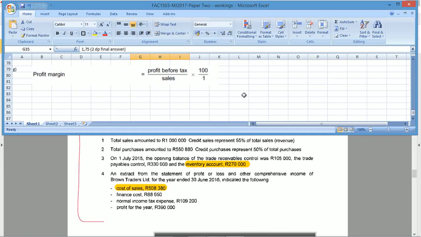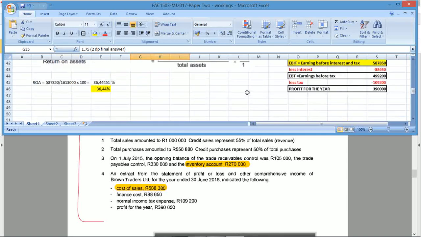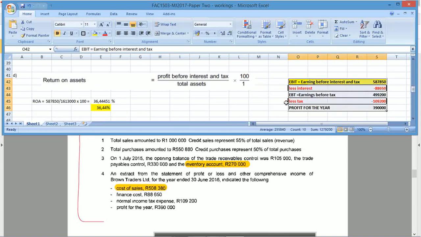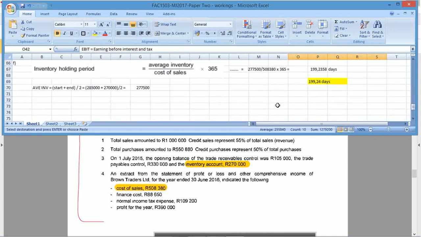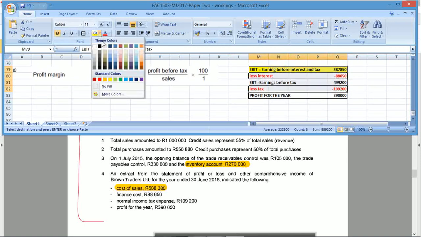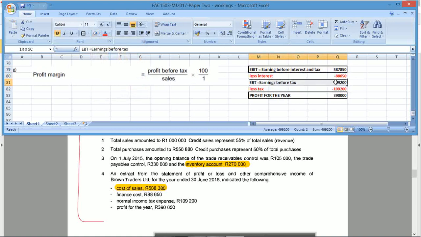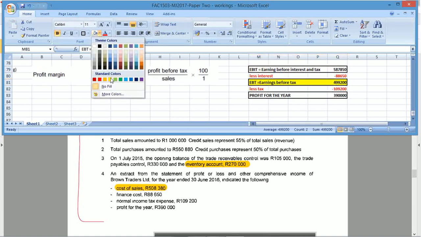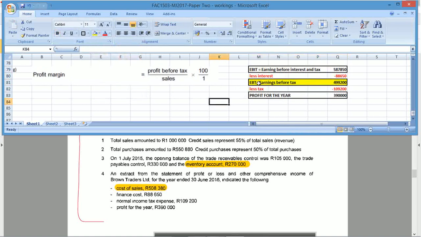Profit before tax. So we had that earlier. I'm just going to copy my working from before. We discussed it earlier. I'm just going to put that down here as well. Okay, the figure that I want in this scenario is that one. Profit before tax, or earnings before tax. Profit or earnings is the same word.